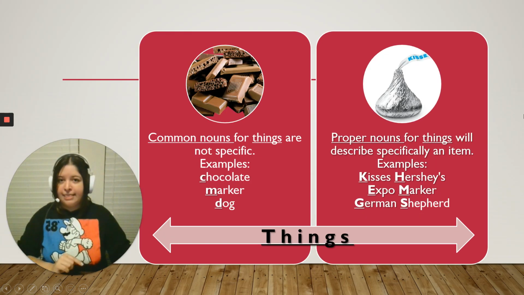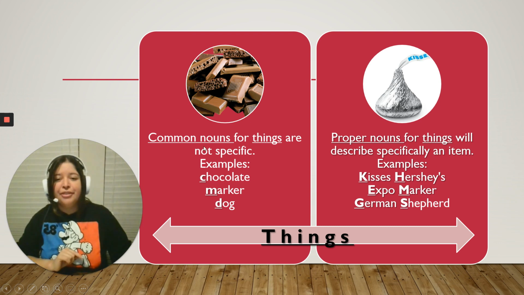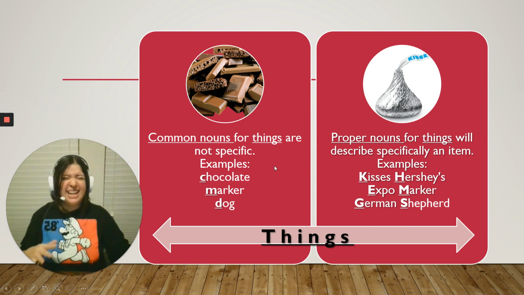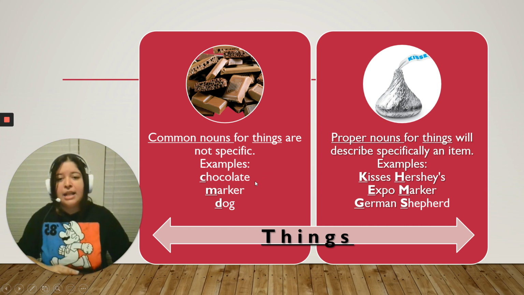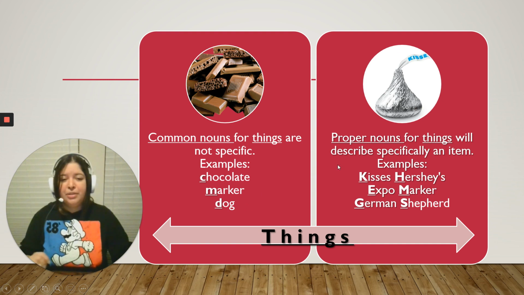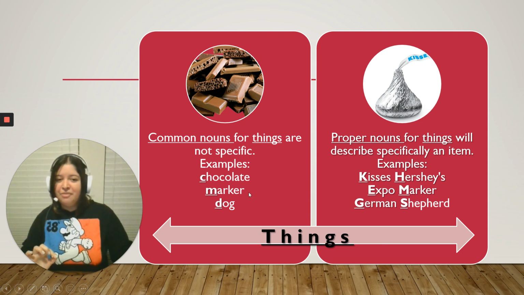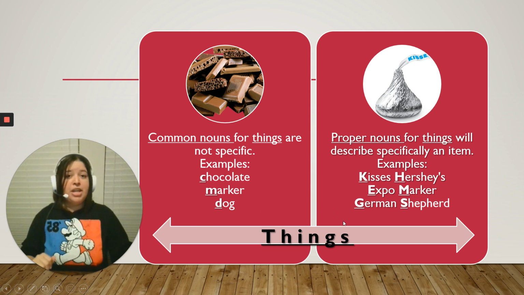Let's take a look at things. For common things, remember they are not being specific and they could mean absolutely anything, like chocolate, marker, or dog. But if we want to be specific and name exactly one, we could say instead of chocolate, Kisses of Hershey's. Instead of marker, an Expo marker. And instead of dog, maybe a German Shepherd.